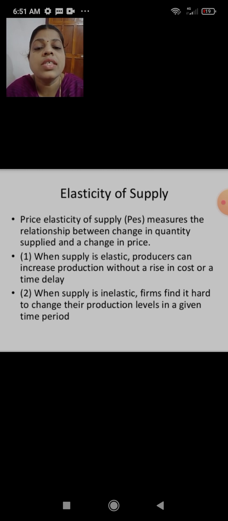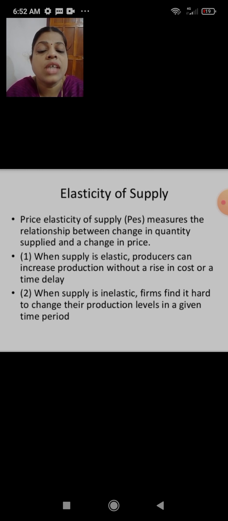So here we can talk about the elasticity of supply. The price elasticity of supply measures the relationship between the change in the quantity supplied and a change in the prices. Here, price elasticity of supply, that is PES, measures the relationship between the change in the quantity supplied and a change in the prices.